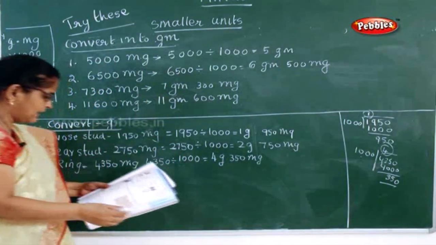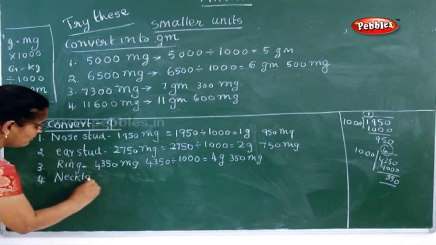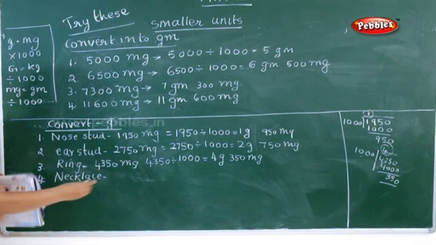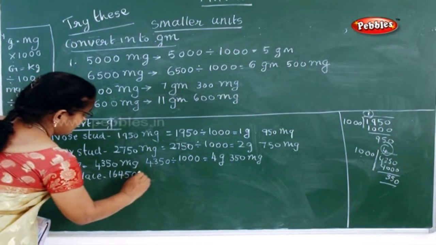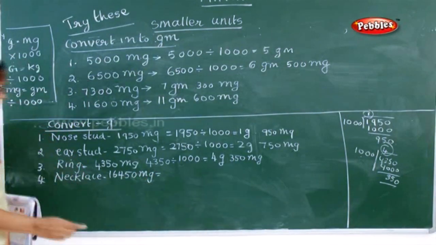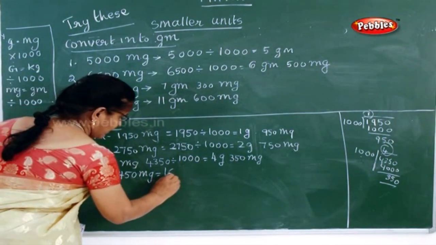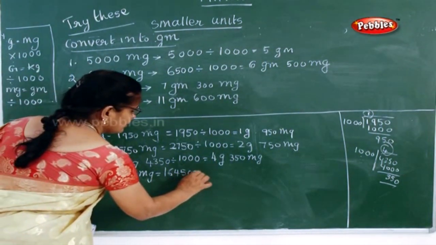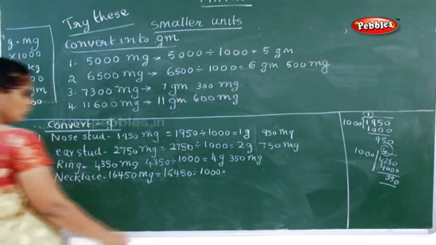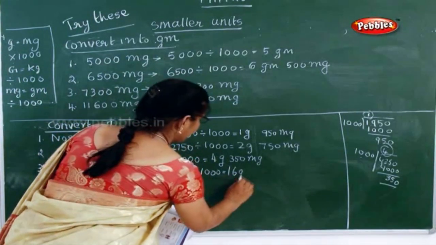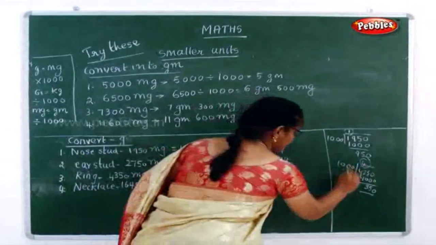Mg means milligram. And what is the last thing? It is a necklace. For how much has she brought the necklace? 16450 mg. That is 16,450 milligrams she has brought. Now what do you have to do again? Same way, 16450 divided by 1000. You have to divide it. It is 16 grams and 450 mg. Now I will tell you how.